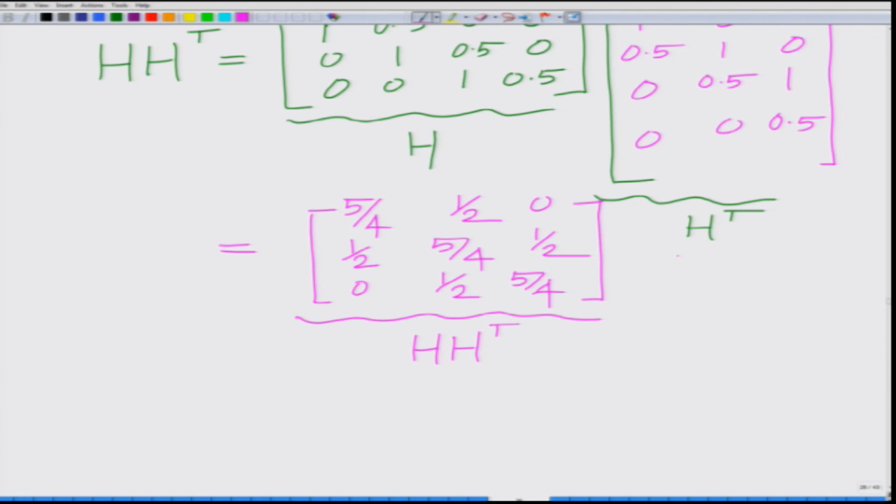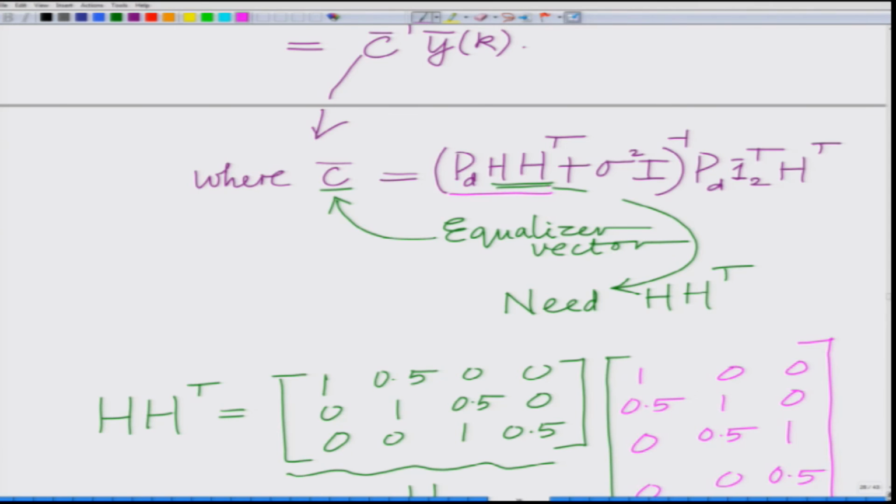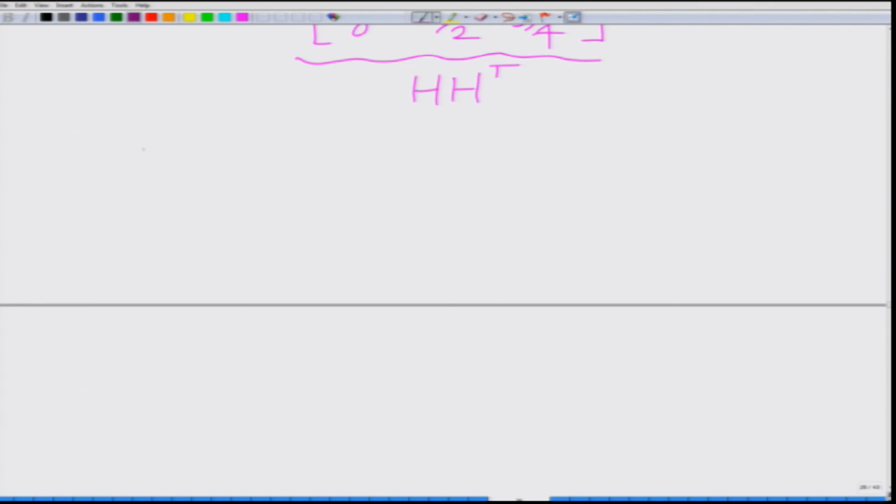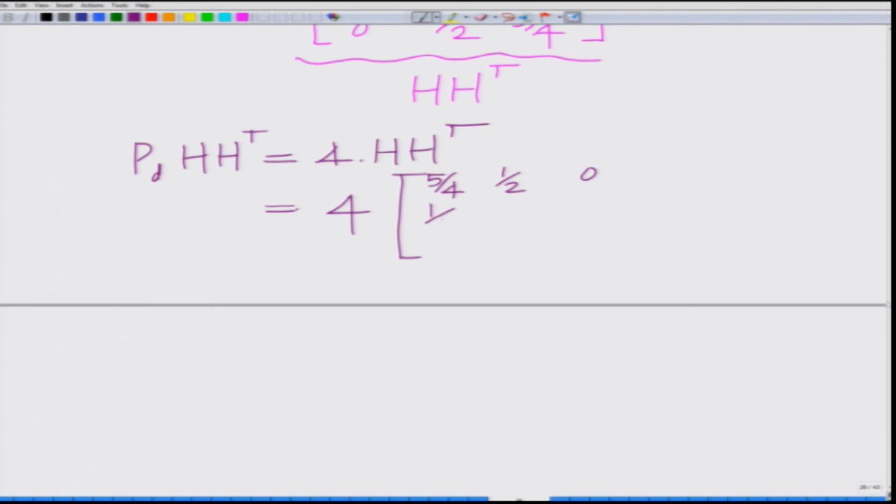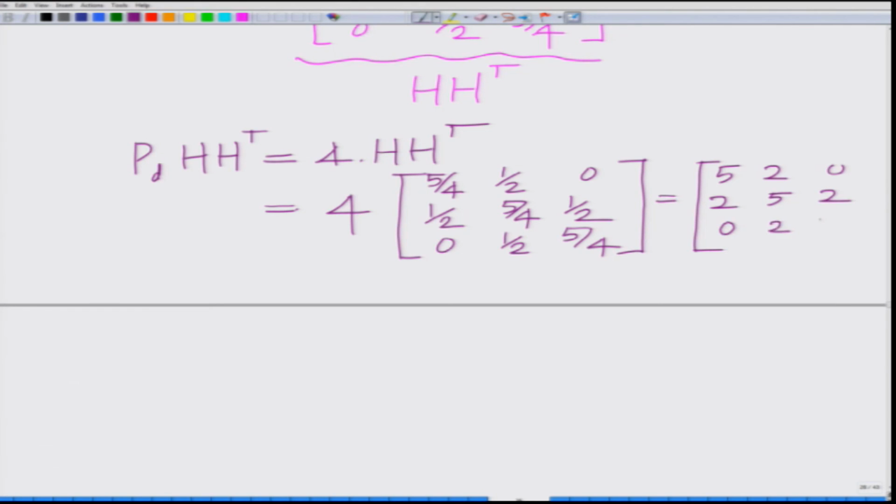Now, we need PD times H transpose. Look at this, this is PD times H transpose, and PD times H transpose is rather 4 into H transpose, which has been derived above. So, that is 4 times, let us just write this once more for the sake of clarity, 5 by 4, half, 0, half, 5 by 4, half, 0, half, 5 by 4, equals 5 2 0, 2 5 2, 0 2 5. Okay, this is PD times H transpose.